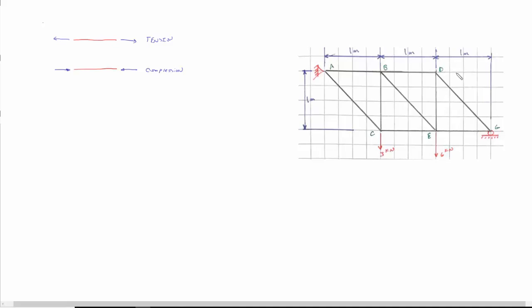Now if I had a force acting over here, or up over here, or somewhere else, the axial forces change. The axial forces that we're computing are based just on the forces acting on this truss. So our method for computing the axial forces is the joint method.